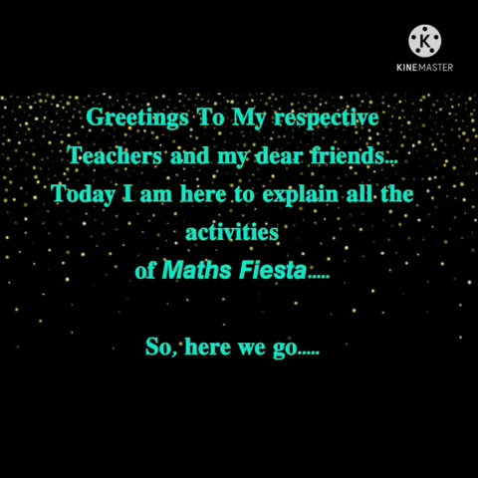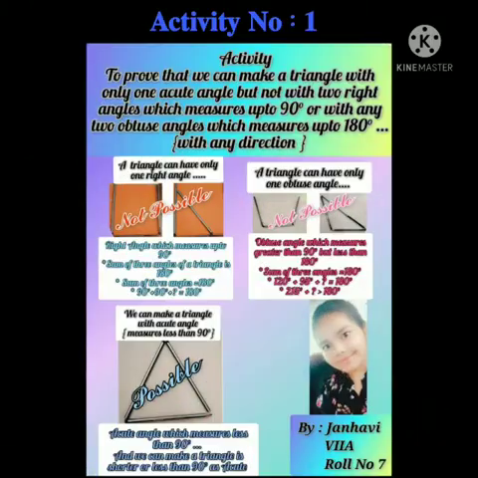Today I am here to explain all my activities of Maths Fiesta. So here we go. Here is activity number 1. In this activity, we will prove that we can make a triangle with only one acute angle, but not with two right angles which measure 90 degrees, or with any two obtuse angles which measure less than 180 degrees and greater than 90 degrees, in any direction.